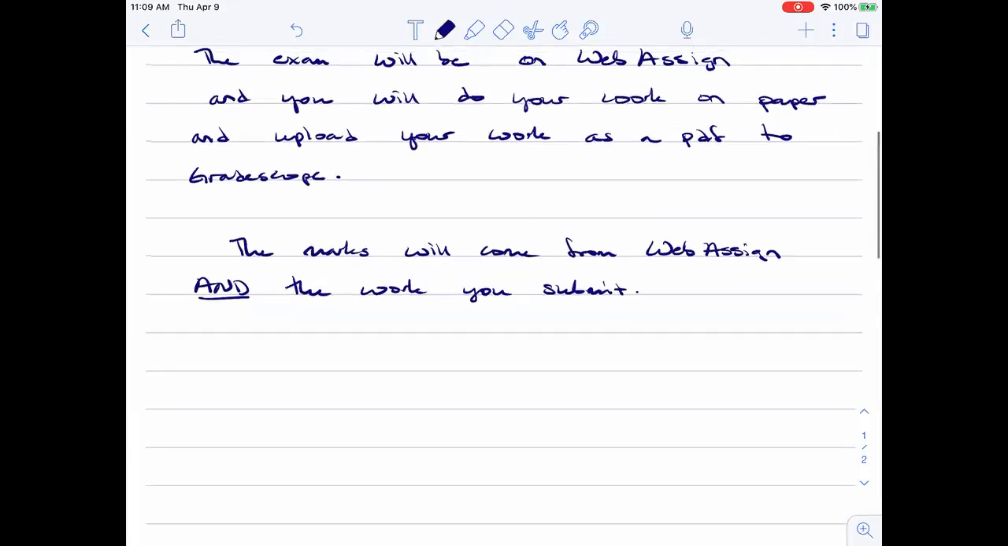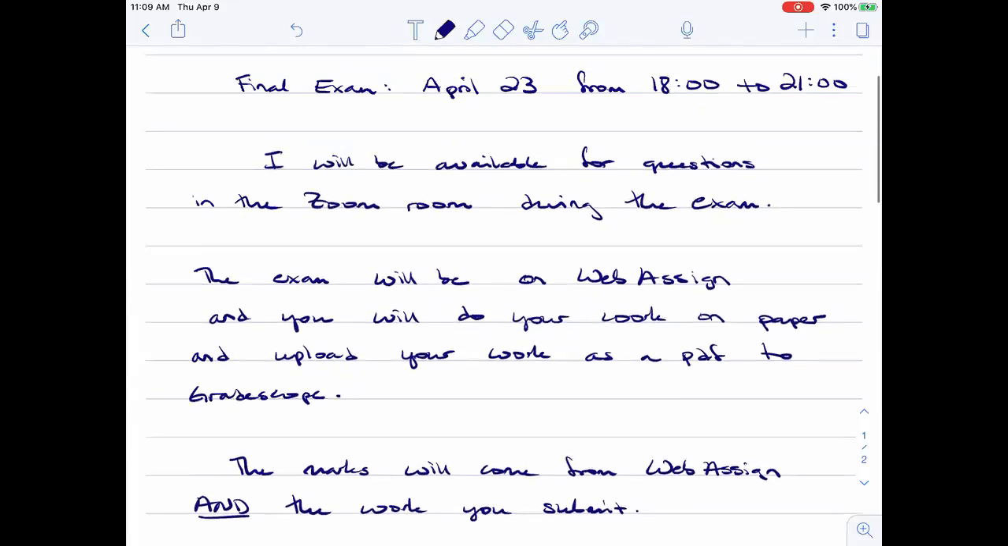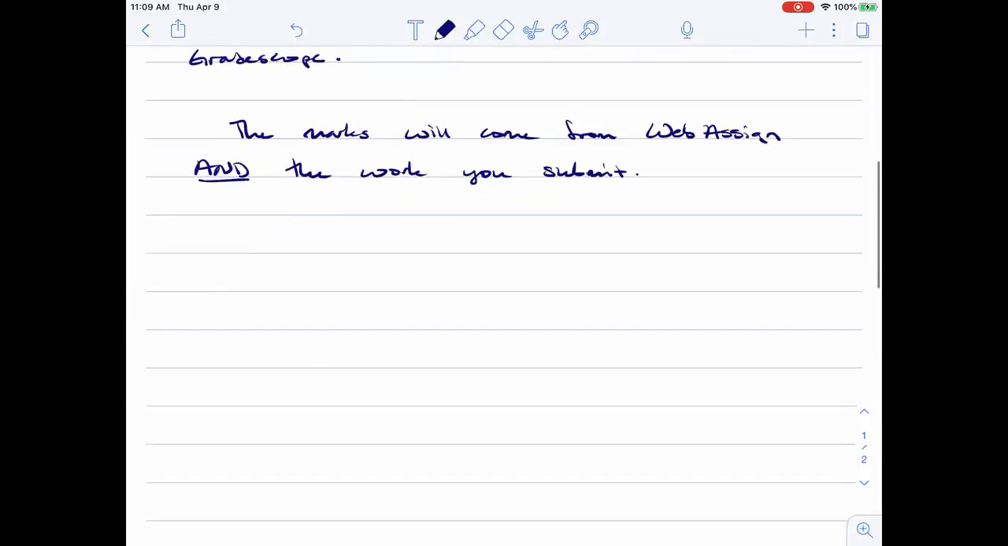Right, which means that if you get something wrong on WebAssign, but your procedure was good, then you can retain some of those part marks as you would in a written exam. So this is what we've landed on as being the most fair to you guys, because this is a tricky time, right? That's what we've decided.